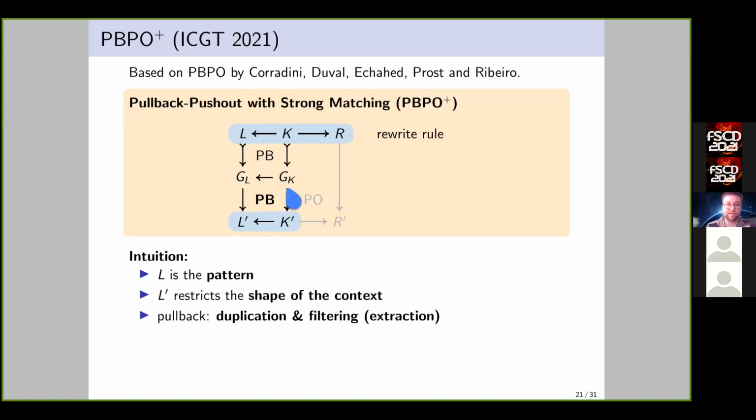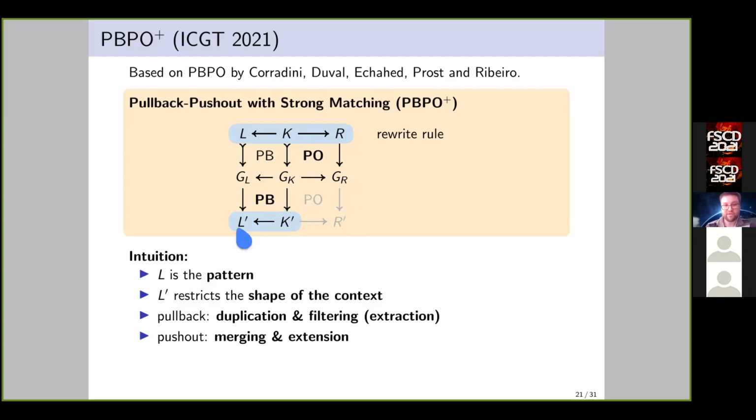So what does this pullback allow us to do? We have already seen a pullback can filter things out, so we can remove parts of the host graph, and we can duplicate things from the host graph. So we can duplicate and remove. So this is a kind of extraction step. Now, having done this extraction step, we get a span here from K into GK and from K to R. Now, from this span, we can compute a push out. Now, this push out allows us to extend the graph, add new things, and to merge things. So this is an extension and merging step.